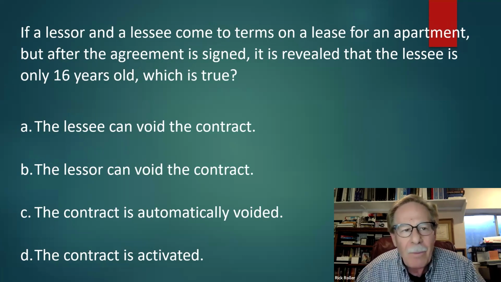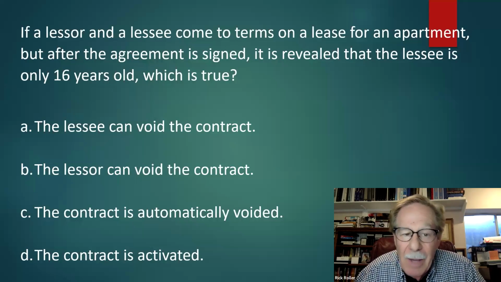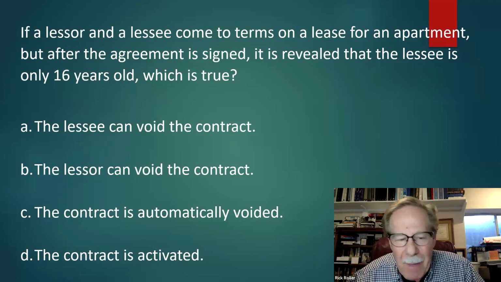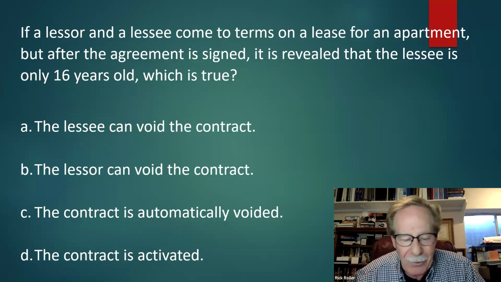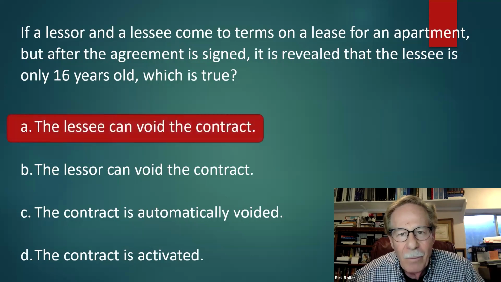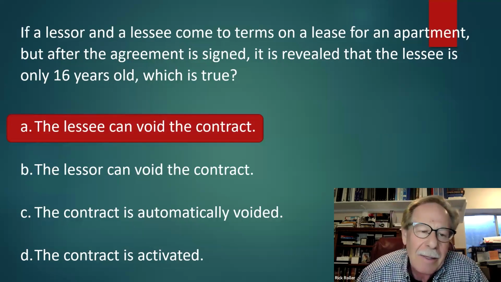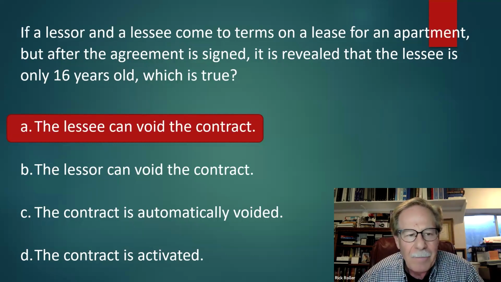The lessee, who is the lessee? Well, that's the tenant, right? The lessee can void the contract. The lessor can void the contract. The contract is automatically voided. If something is automatic, it's probably going to be a wrong answer, okay? And the last one, the contract is evaded. So what are we looking at here? Well, the lessee can void the contract. It's A, because once again, they didn't have the opportunity to actually contract yet. I guess they got a little confused, or maybe they thought they looked old enough and could get away with it, but the lessee can void the contract because they haven't reached their majority to where they can actually contract legally.